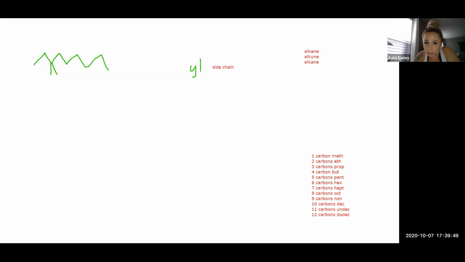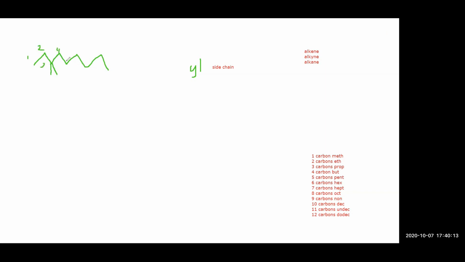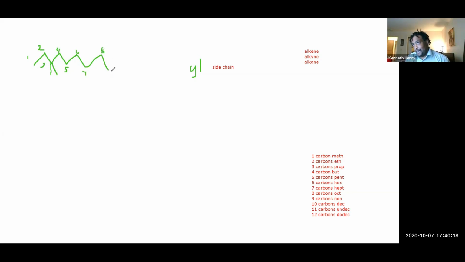So what is the main chain here? Non. Okay. Is that a double bond or what is that? Nope. It's two single bonds coming off of there. So it's two carbons coming off there. I'm going to show you how to name this guy. So that's 1, 2, 3, 4, 5, 6, 7, 8, 9. So you said it was non-A-N-E. E-N-E or A-N-E? A-N-E.